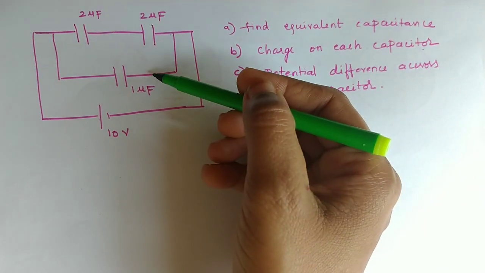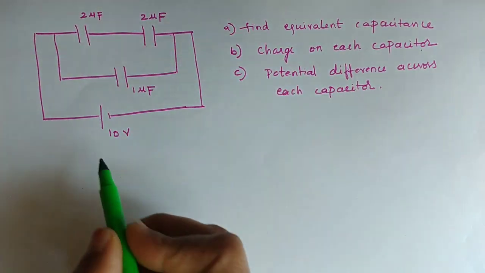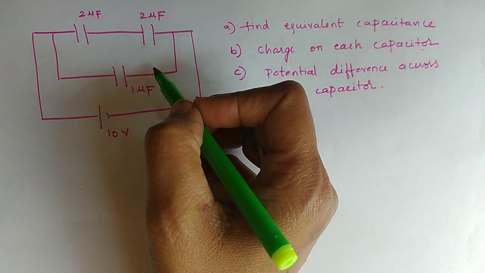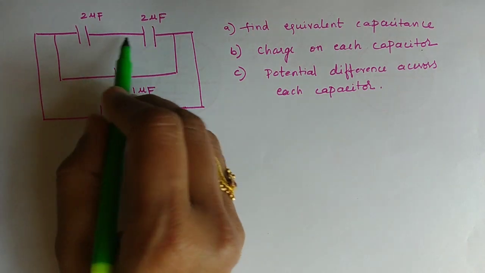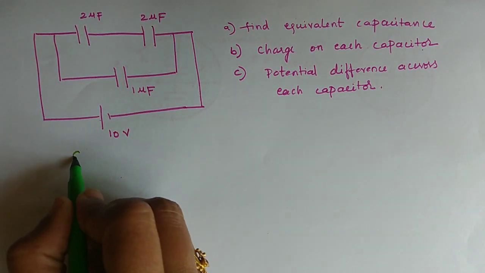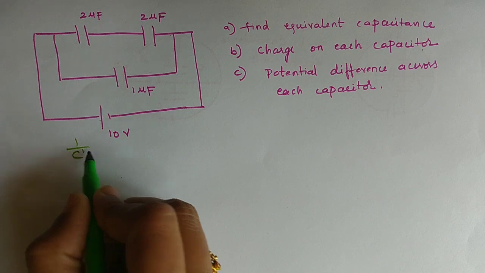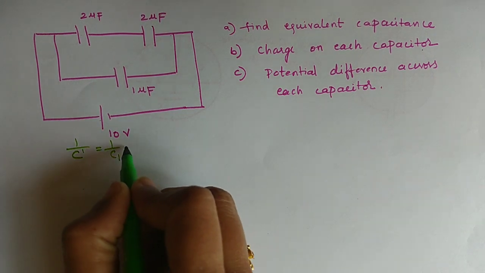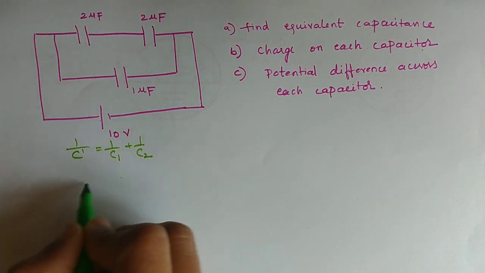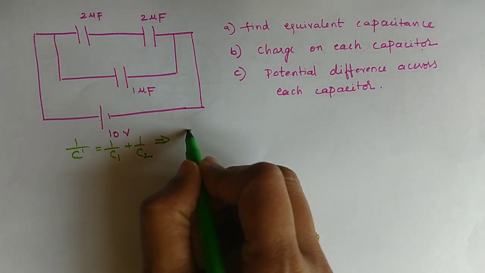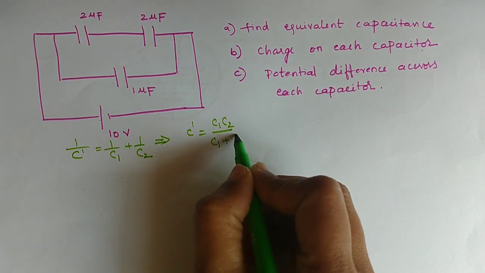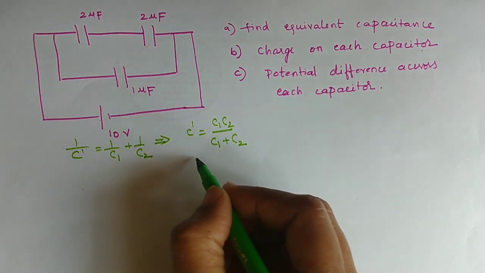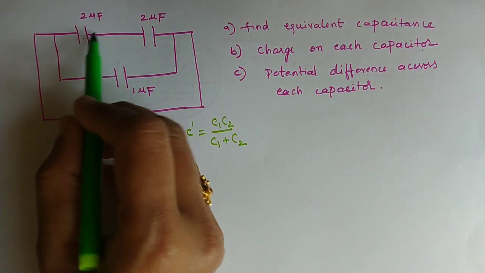And we already know the formula. When capacitors are in series combination, 1 by C equivalent is equal to 1 by C1 plus 1 by C2. So whenever you get two capacitors in series, I'll be making use of this relation. 1 by C dash is 1 by C1 plus 1 by C2. On simplification, we get C dash is equal to C1 C2 by C1 plus C2. So directly I'll be using this formula.